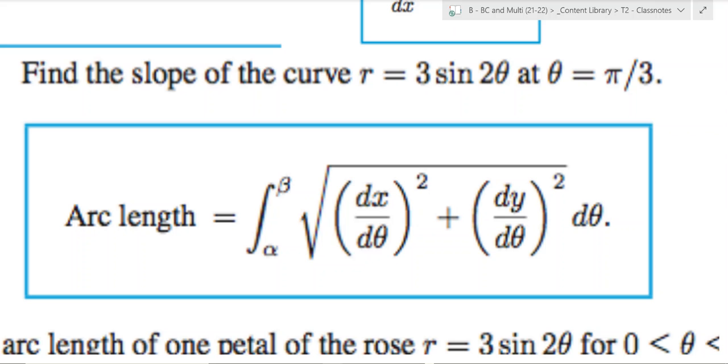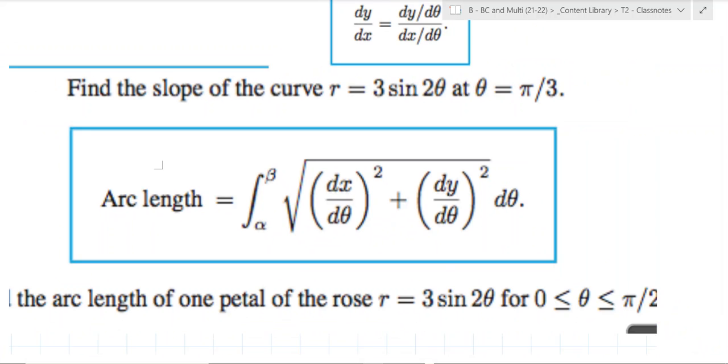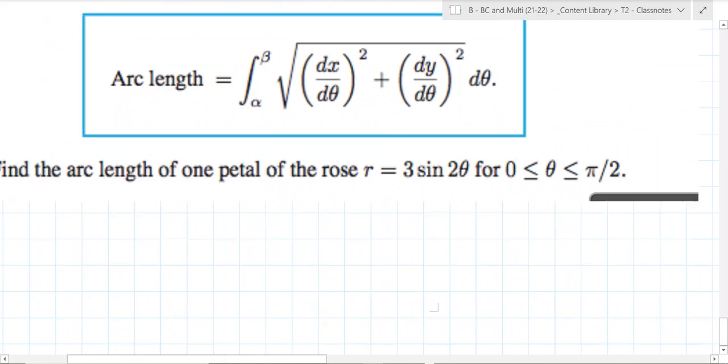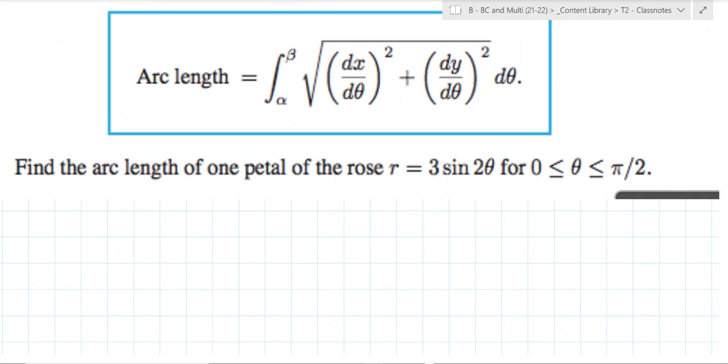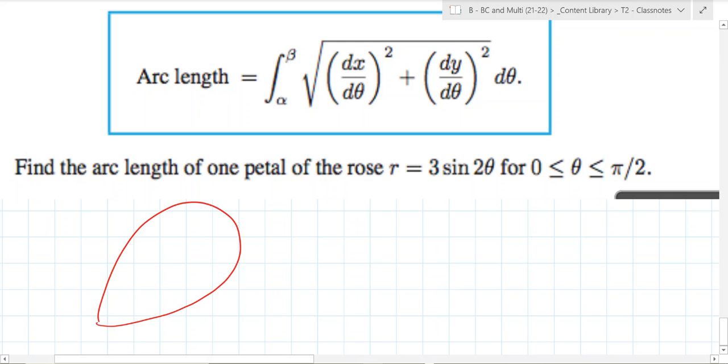Now, here's the thing about this one. This is just a direct application of the Babylonian theorem, a triangle, a squared plus b squared is c squared, right? Here's the thing. I could ask you, for example, using this formula right now, what's the length of the edge of the first petal we just looked at? That's what this question is asking right there. r equals 3 sine 2 theta from 0 to pi over 2. So that's literally, what's this distance?